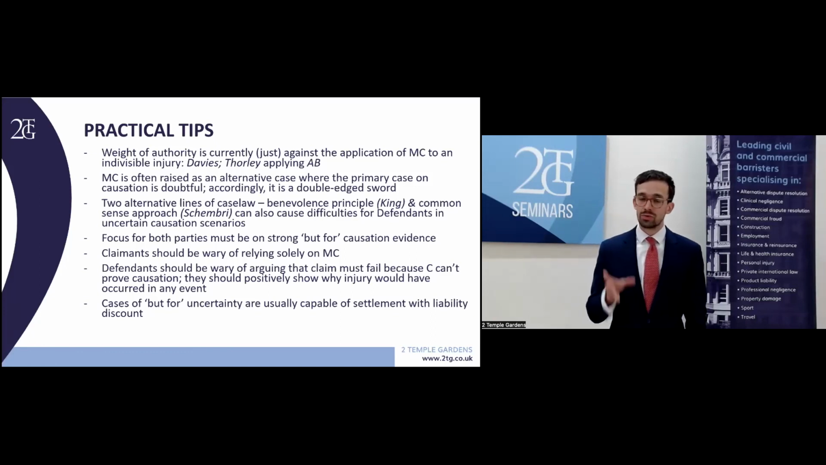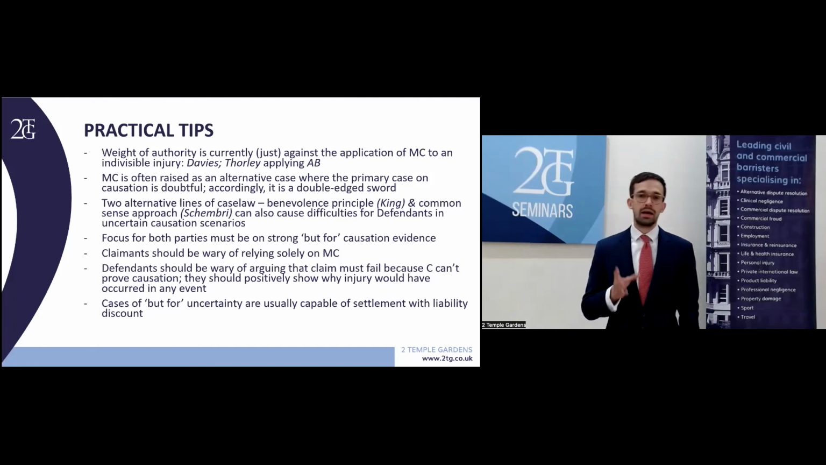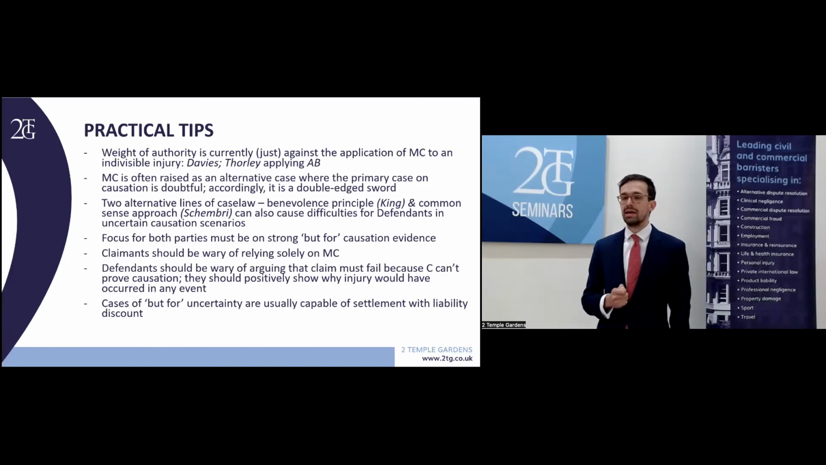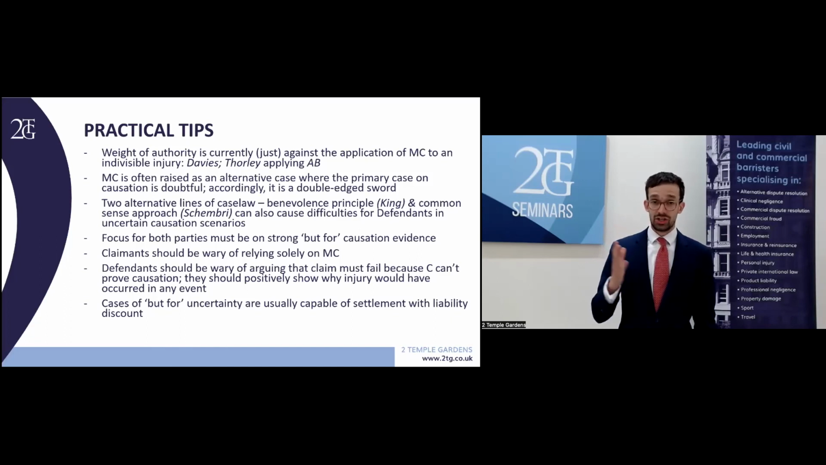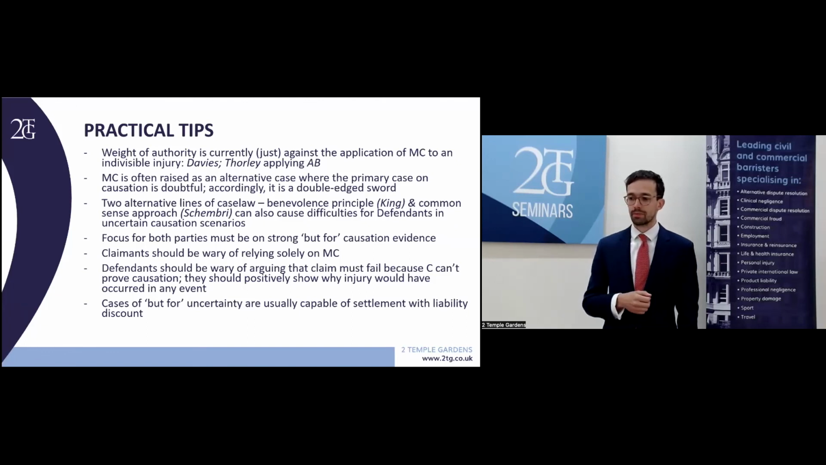I think that when it's raised in claims, it tends to signal to a defendant that there are difficulties in a primary but-for case, and I have only very rarely seen a claim firmly hang its hat just on material contribution. It's normally an alternative to a primary but-for case. However, there are other lines of authority which are of use to claims in this area, which defendants ought to be aware of, as I've set out.